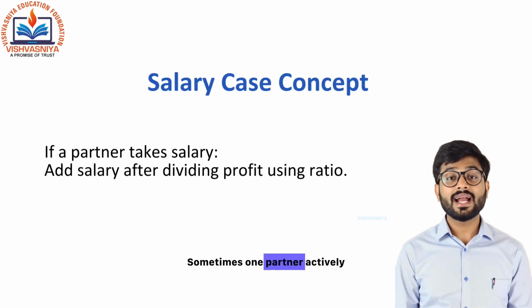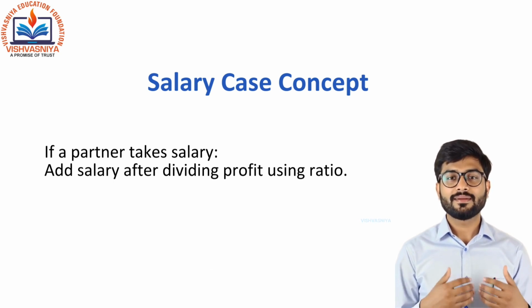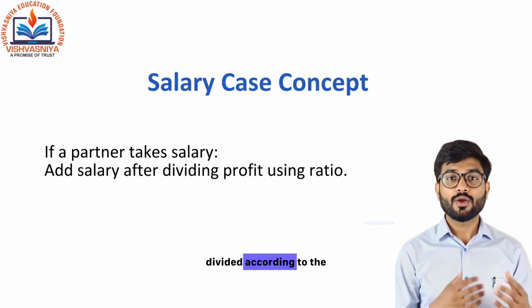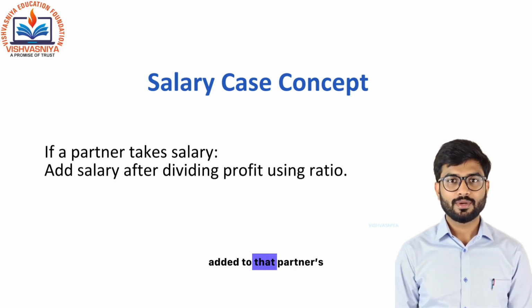Sometimes one partner actively manages the business and takes a salary in addition to profit. In such cases, the total profit is first divided according to the capital time ratio, and then the salary is added to that partner's share. This ensures fair distribution based on both investment and effort.